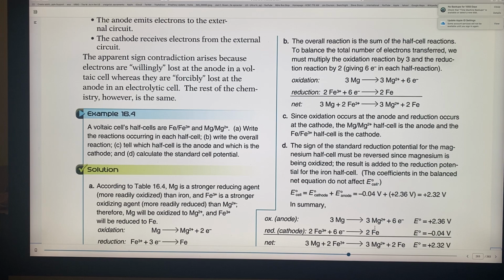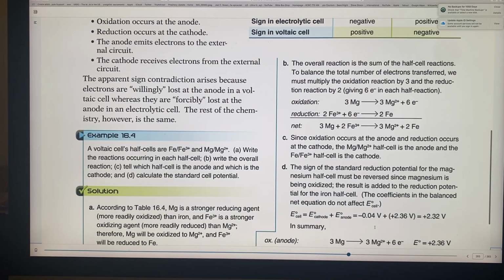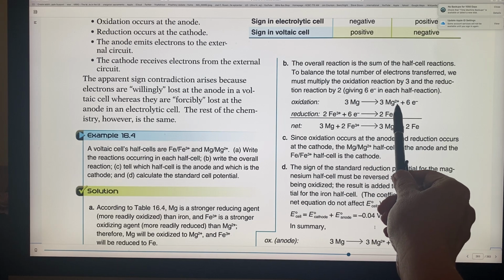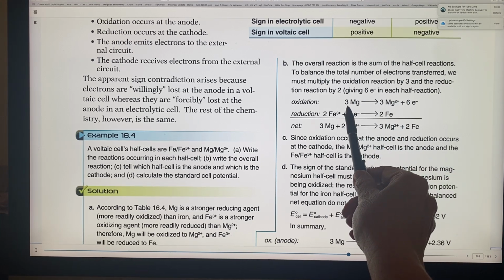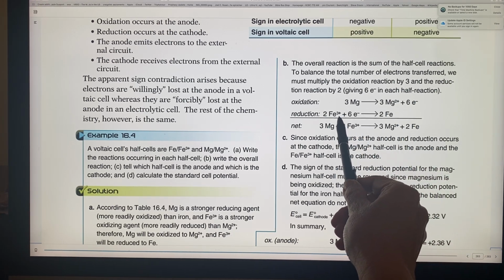the overall reaction is the sum of the half cell reactions. To balance the electrons, we must multiply the oxidation reaction by 3 to balance it. We have 2 electrons and 3 electrons. To balance them out, we're going to change them both to 6s. All we're doing is balancing the equation. We have 2 here, and 3 times 2 is 6, so we're going to add 3 to the magnesium, and to the iron we're going to add 2 because there's 3, and 2 times 3 is 6.